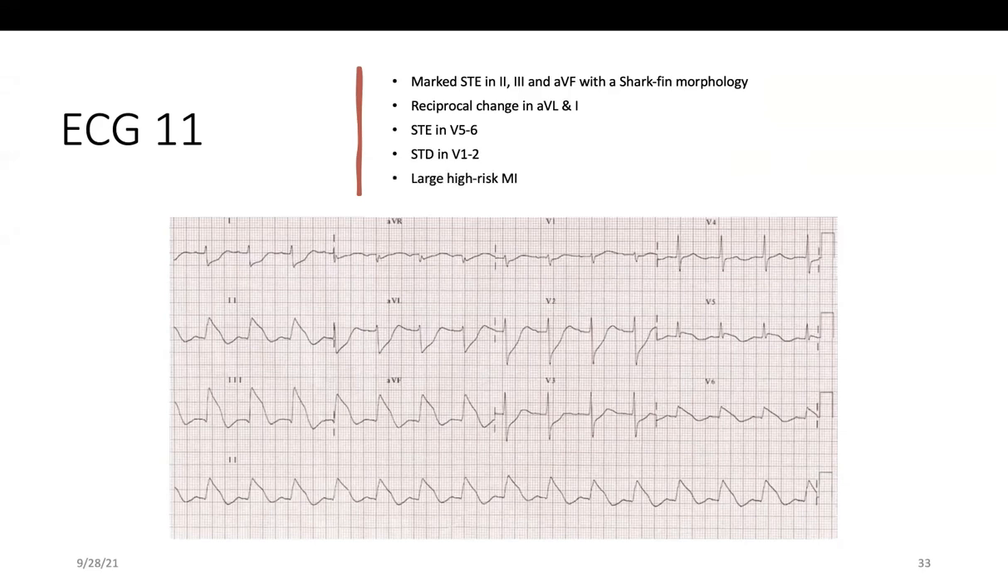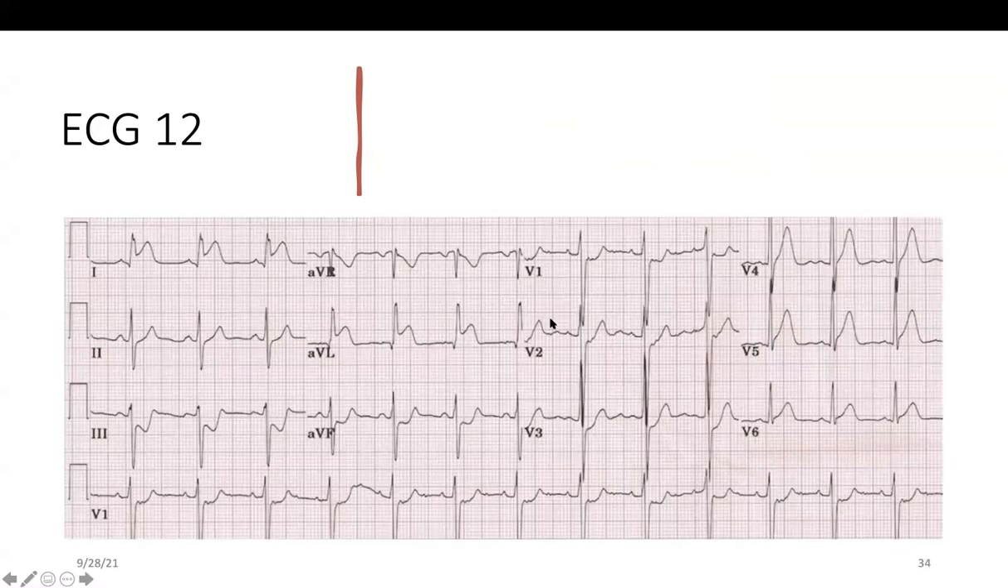Okay, so it's a large high risk. It's involving almost everything. It's inferolateral STEMI plus query RV MI because in V1 and V2 there is ST depression, isn't it? Let's go back and look. The R wave is less than the S wave, so it's most likely RV rather than posterior MI. So it's inferolateral MI with RV extension. Okay, what about the next ECG?